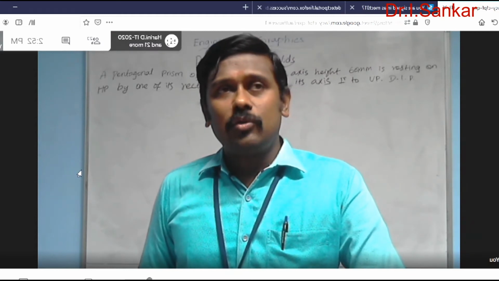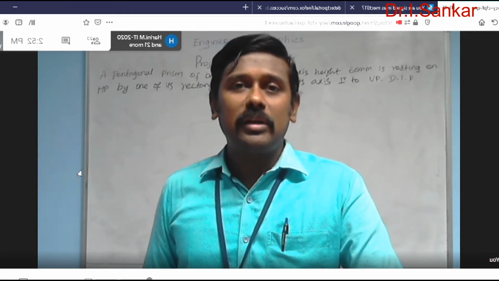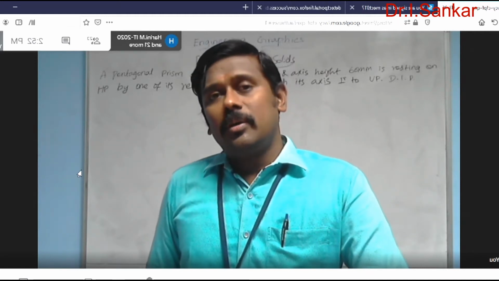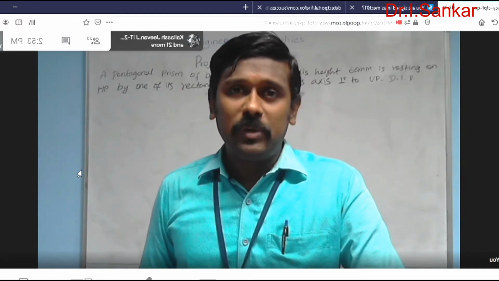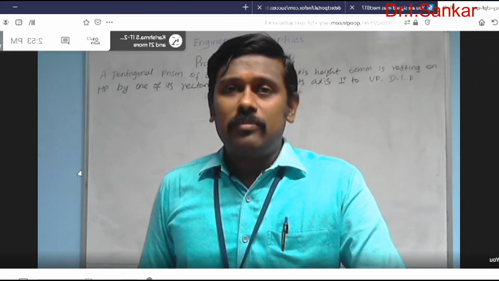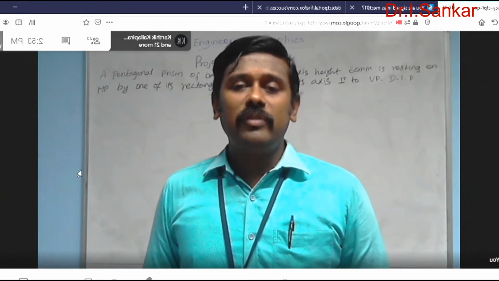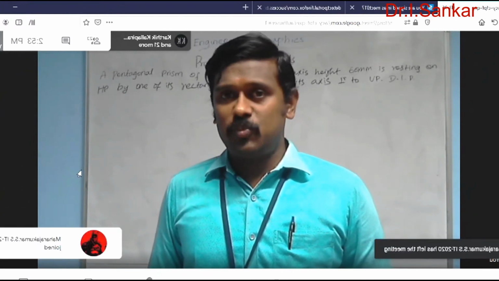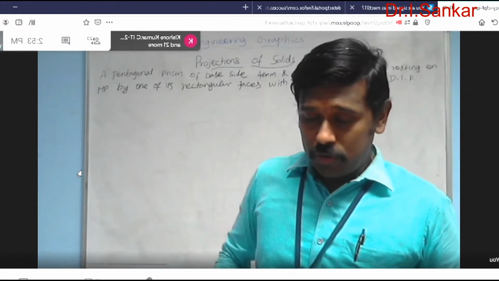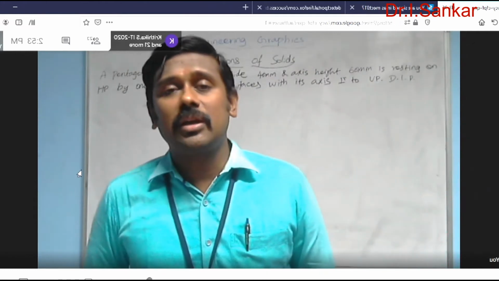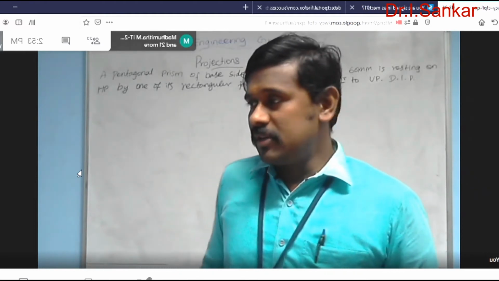In that, so far we discussed two problems, I think. These two are coming into the same kind, that is axis of the solid perpendicular to HP and parallel to VP. And now one example problem which is coming under the category solid axis perpendicular to VP and parallel to HP. Just by reading the question, what I written in the board, you can come to an idea under which category the question is asked. Let's start to answer it.